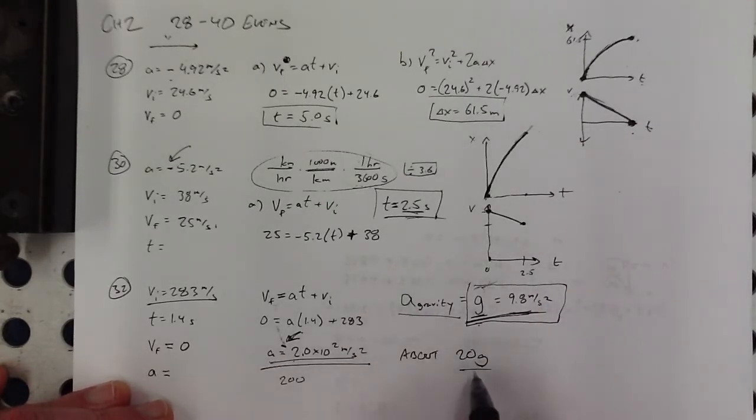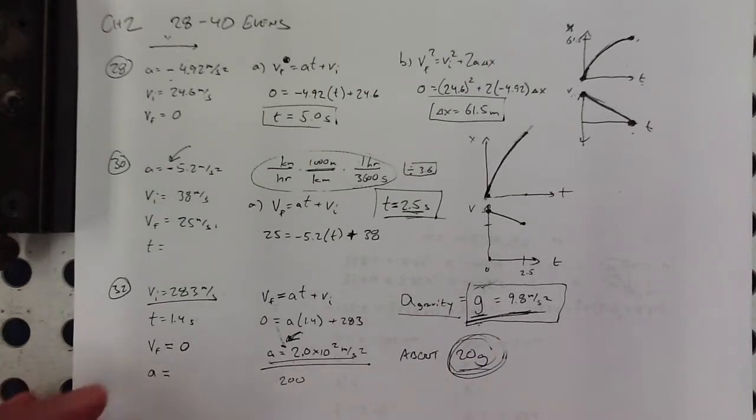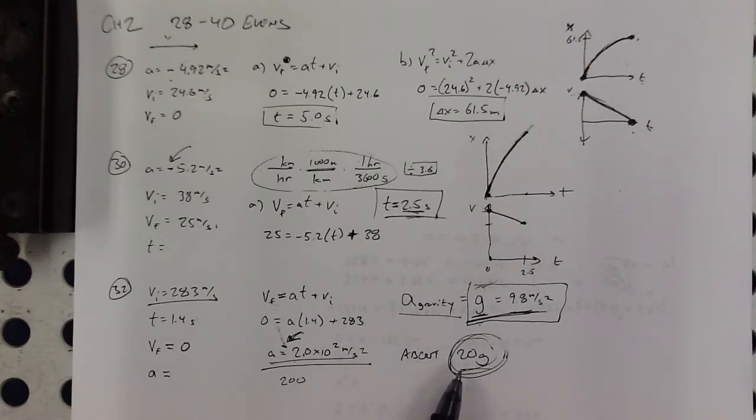So this 200, if you divide by 9.8, it gives you a multiple of how many g's this guy would feel. That's a lot. That's borderline, that amount of g's could certainly kill you.